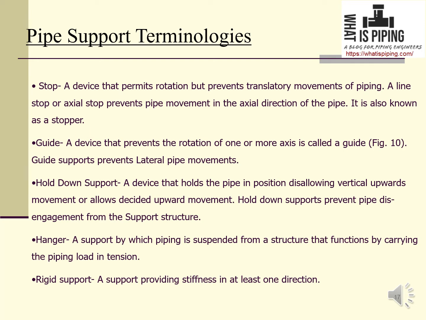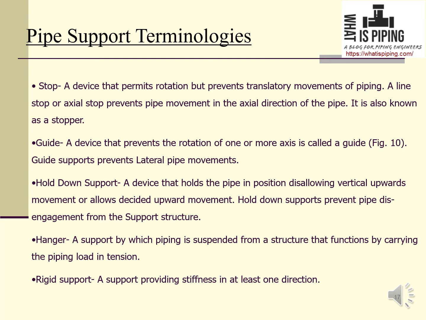Then what is a guide? A guide is a device or support element that prevents the rotation of one or more axes. Guide supports prevent the lateral pipe movements. Now what is a hold down support? Hold down support is a support or device that holds the pipe in position, disallowing vertical upward movement and/or allowing decided upward movement. Hold down supports prevent pipe disengagement from the support structure.